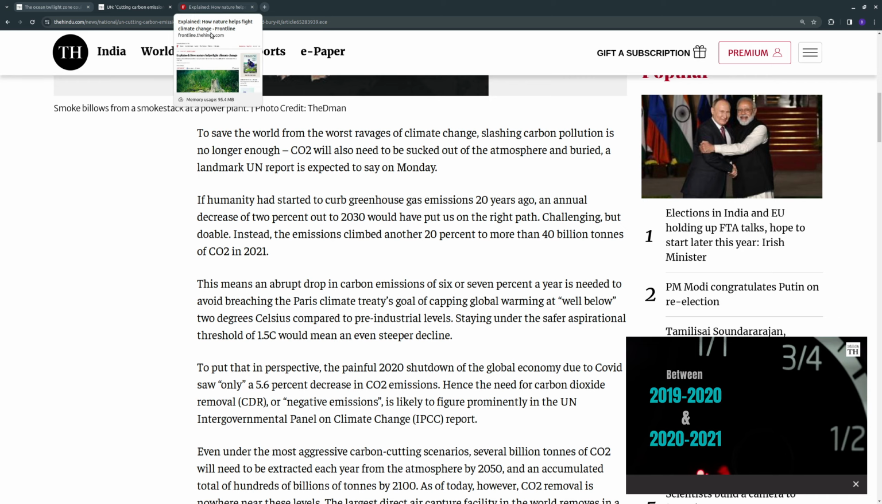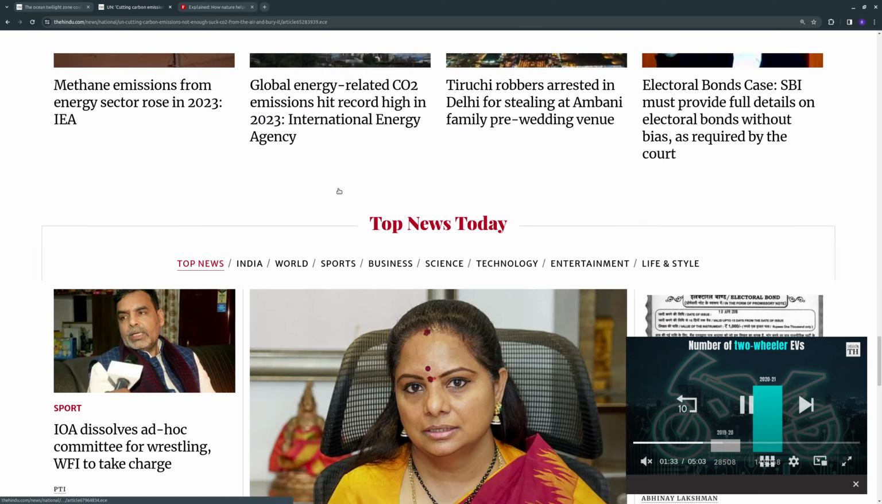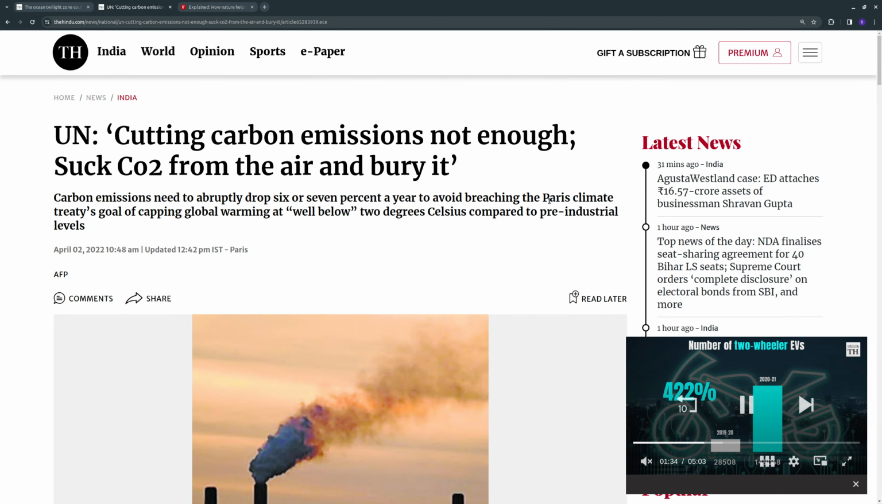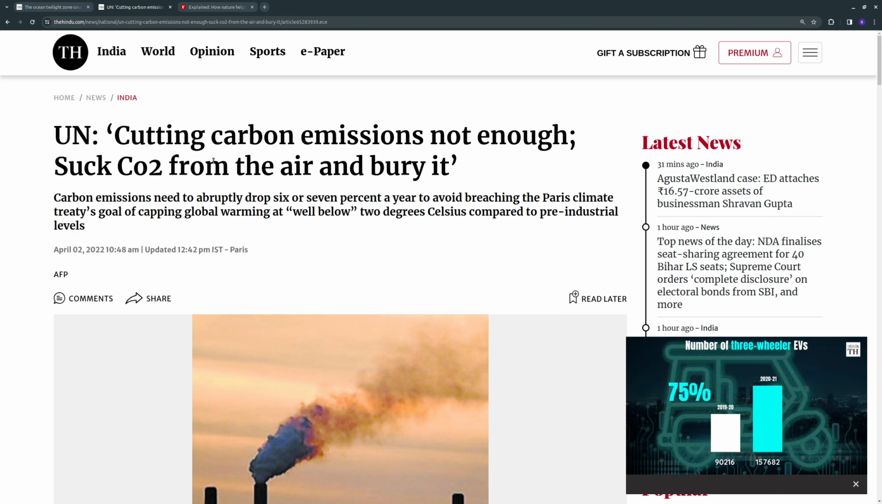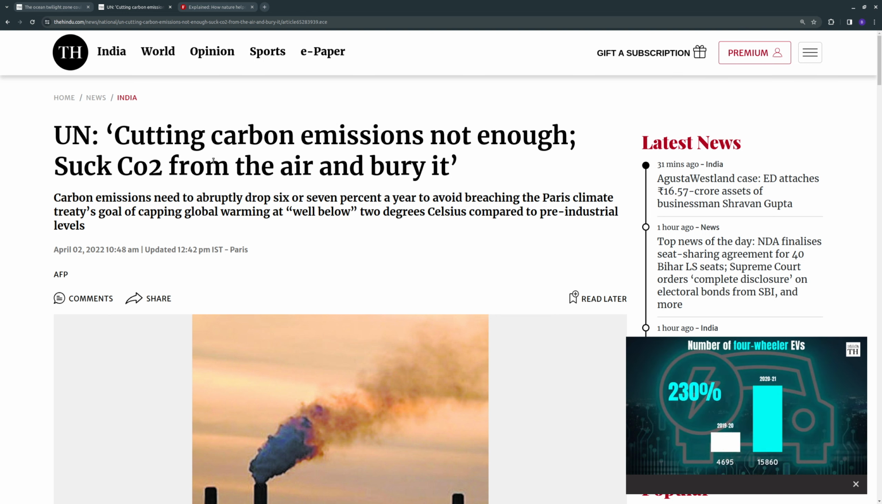You can read it if you want. It's a good article as far as carbon capture and climate change is concerned. So there will be a lot of important points for the mains also. Whenever you go through such articles, make sure that you make points for mains answer writing also.